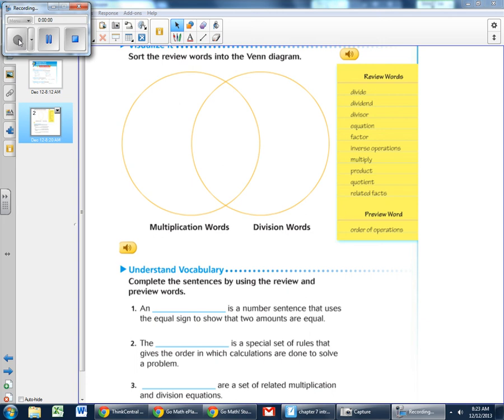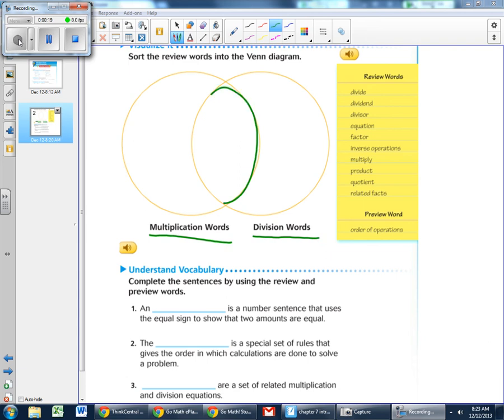We are on Chapter 7, and we are working with division facts and strategies today. We're going to go in our Go Math book to page 252 and look at some of our vocabulary. We have a Venn diagram with multiplication words and then division words. Remember, this area in the middle is for both of those things.